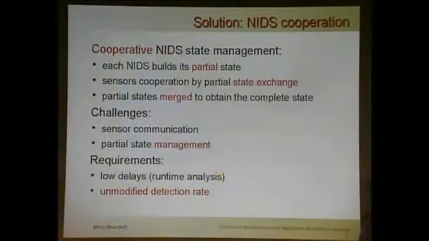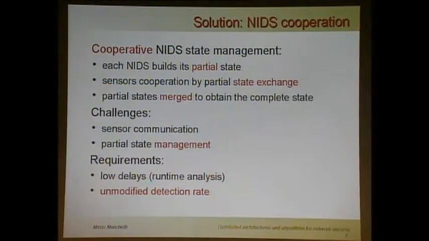To solve this issue, we designed new cooperation strategies for network intrusion detection systems. In these cooperation strategies, we allow parallel network intrusion detection systems to cooperate by exchanging their internal state information, so that each intrusion detection system is able to build its partial state information based on the partial subset of traffic that it is analyzing, and then to exchange its partial state information with the state information generated by other network intrusion detection systems. So, to merge those state representations and build a complete state representation that can be used for stateful traffic analysis. Of course, in order to implement that, we have to address some challenges.